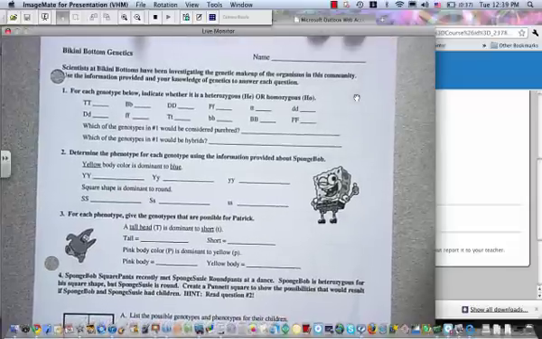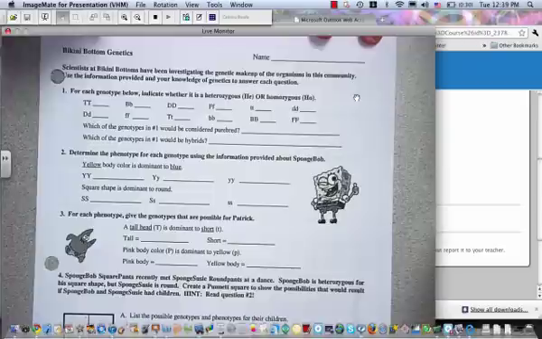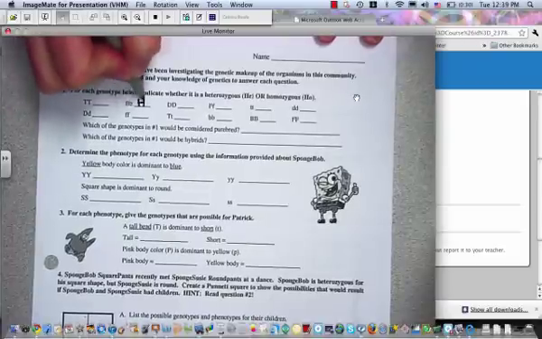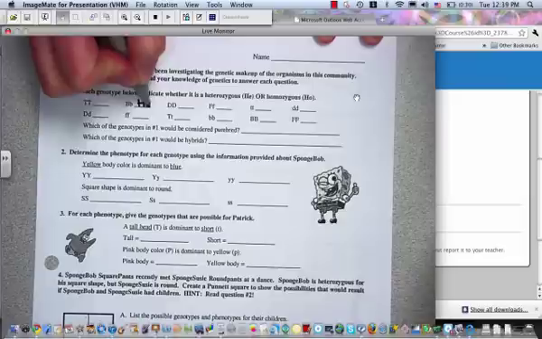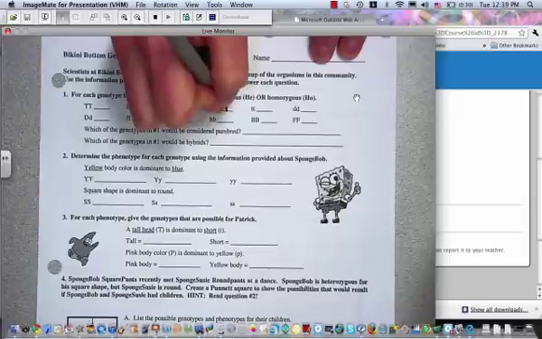Heterozygous are ones that are not the same, where you have one of each trait. For example, differences in height or color. So we're going to go through and get any of the ones that are different, for example, capital B, lowercase b, and put an HE beside it, because that means heterozygous. Capital F, lowercase f, HE.